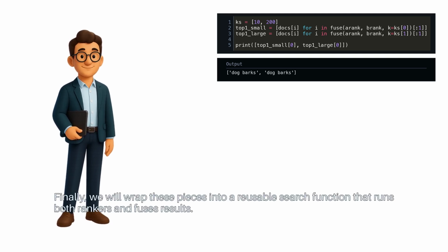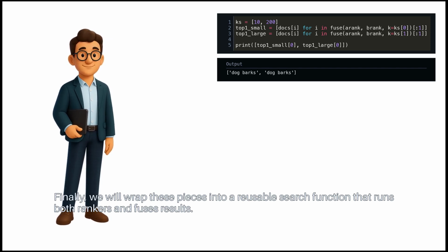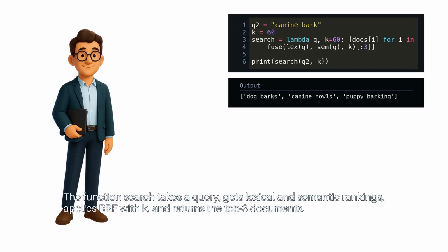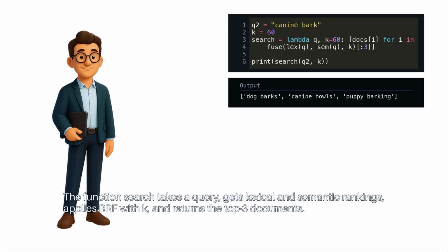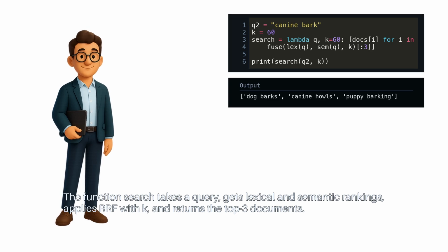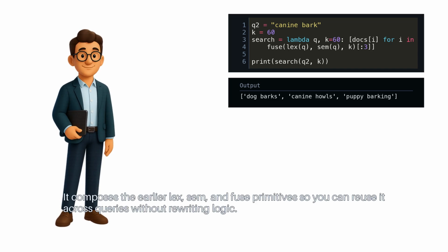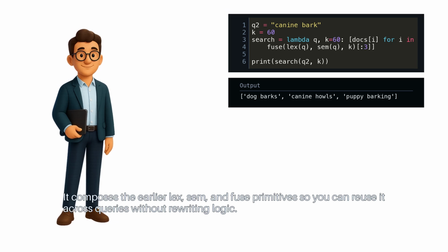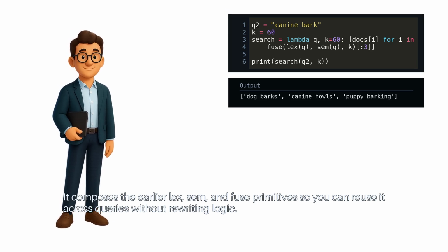Finally, we will wrap these pieces into a reusable search function that runs both rankers and fuses results. This snippet wraps the pieces into a tiny fused search function. The function search takes a query, gets lexical and semantic rankings, applies RRF with k, and returns the top 3 documents. It composes the earlier lex, sem, and fuse primitives so you can reuse it across queries without rewriting logic.